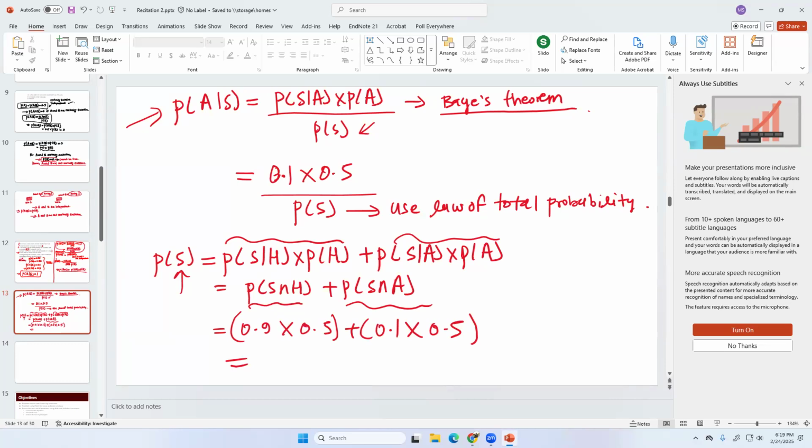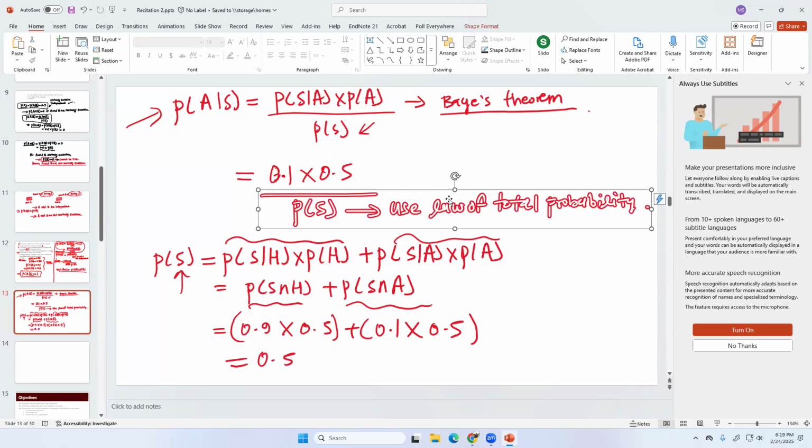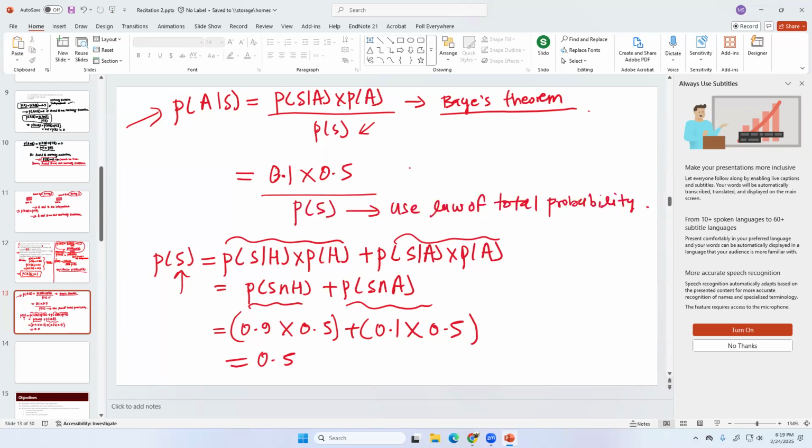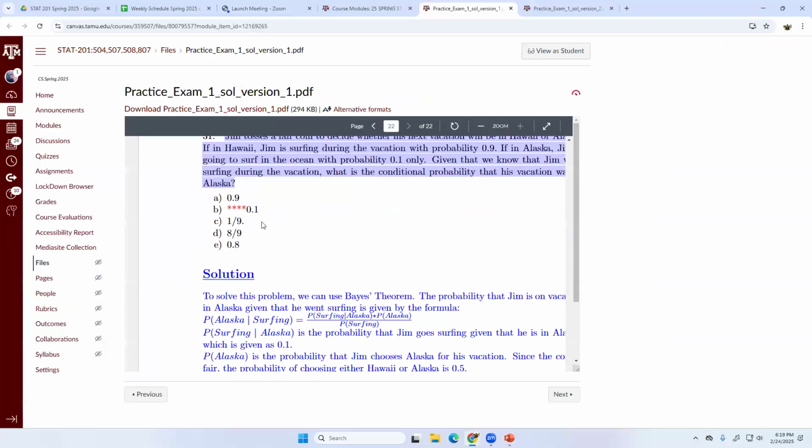So what is this? Can somebody calculate this for me? 0.5. And you just plug this here. It's 0.1 times 0.5 divided by 0.5. So 0.1, right? So let me first check if this is true or not. Okay, 0.1.